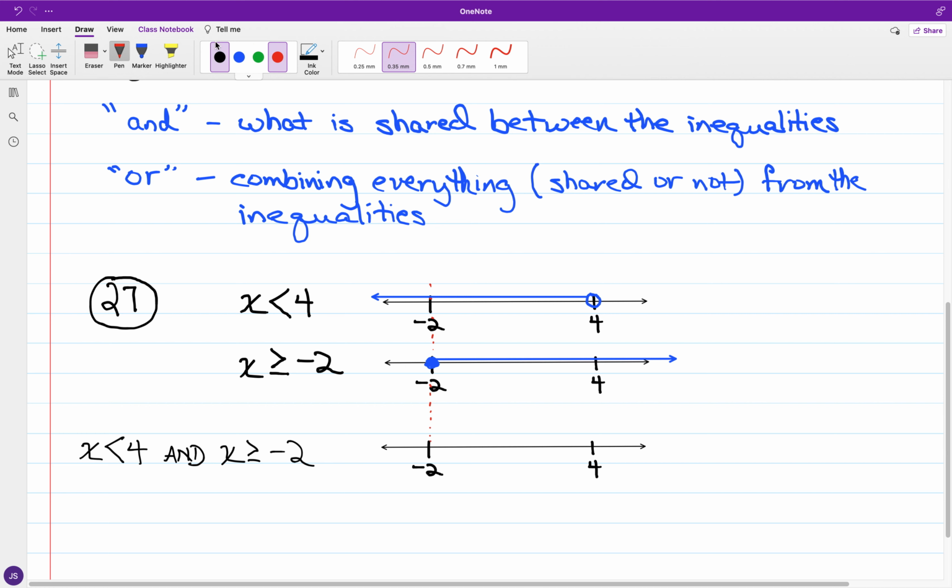So the very minimum on the left-hand side is going to be negative 2. And for what we have in terms of the maximum, for this particular ray, it goes continuously out to infinity. But for the first inequality, the graph only goes to highest, like 3.99999, as indicated by the open circle.